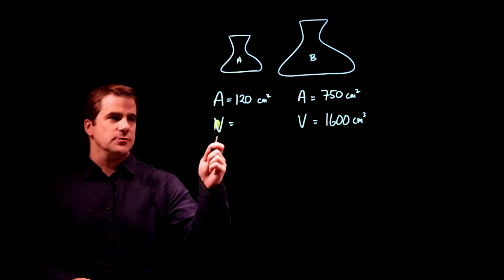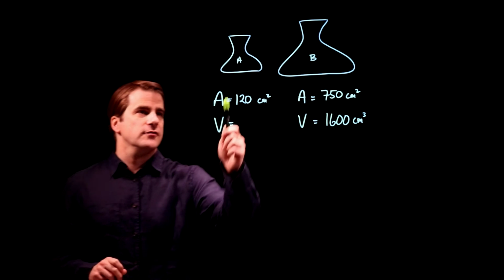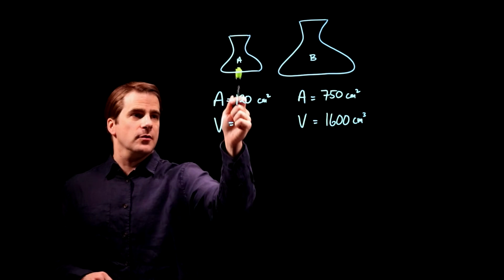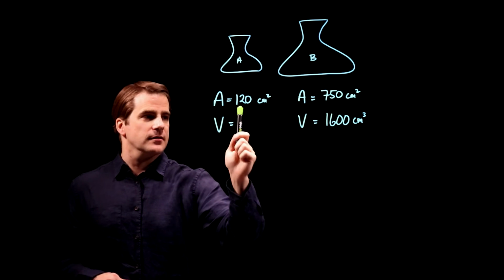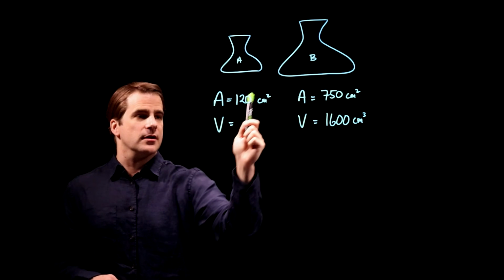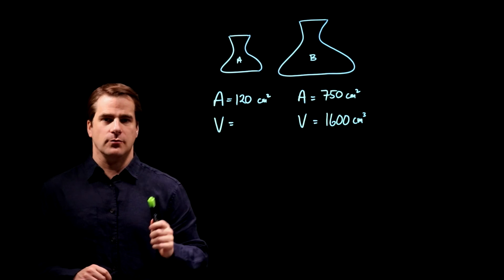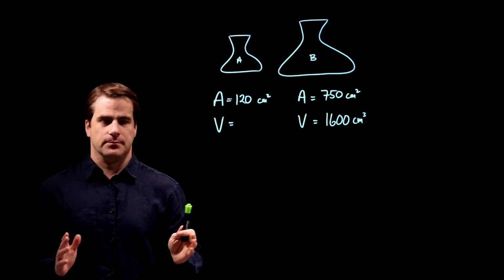Okay, this is the information we've been given. We have two pot things. The surface area of the smaller one is that, the bigger one is that. They've told us the volume of the bigger one, and we have to work out the volume of the smaller one. So this is an area volume scaling problem.